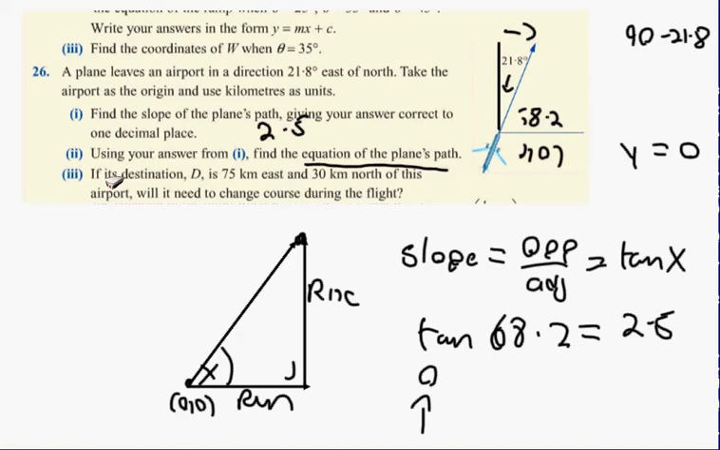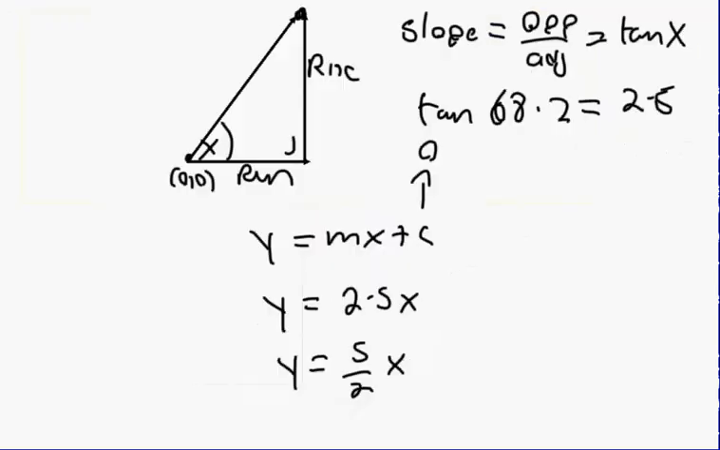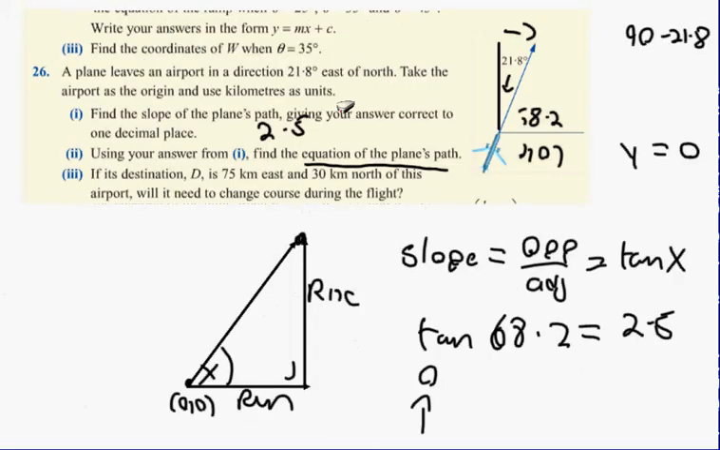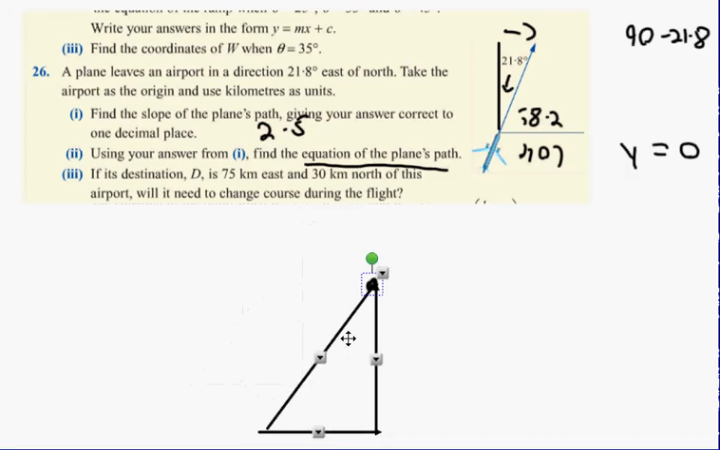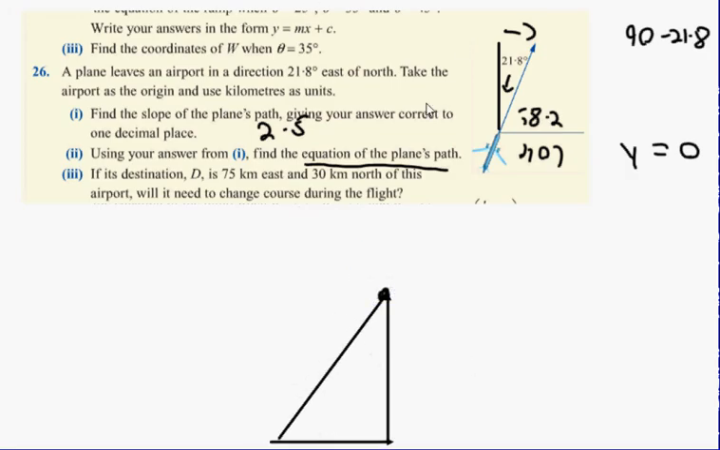If the destination D is 75 kilometers east and 30 kilometers north of this airport, will the plane need to change course during the flight? What I'm asking you to imagine is this. I'm just going to rub out this stuff for a minute. Is it the case that this triangle continues on at the same slope further up? Does it stay at the same slope?